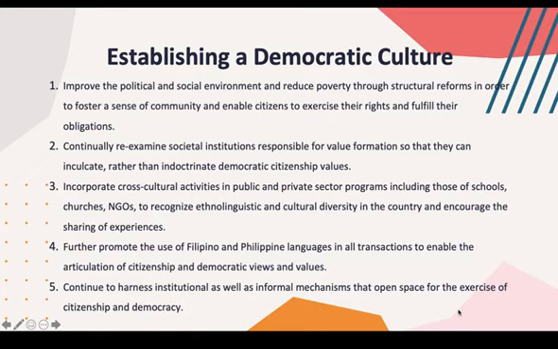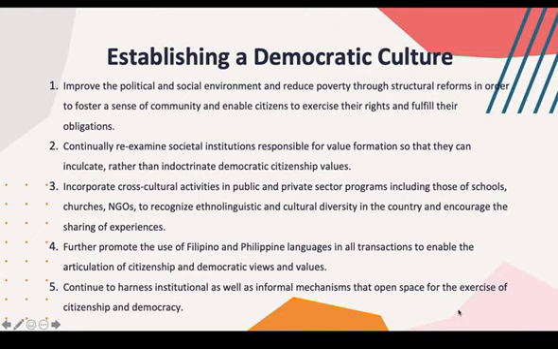Next is establishing a democratic culture. Sense of community, public good, and empowerment of people are considered in the development of democracy agenda. Democratic agenda focuses on the political and social requirements of effective citizenship. It proposes the following agenda, so it has five agenda. First, improve the political and social environment and reduce poverty through structural reforms in order to foster a sense of community and enable citizens to exercise their rights and fulfill their obligations.